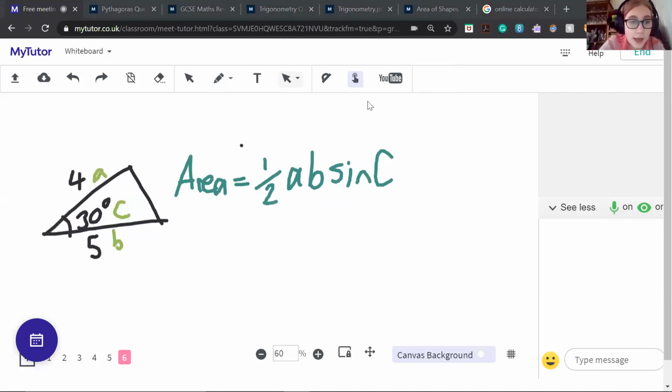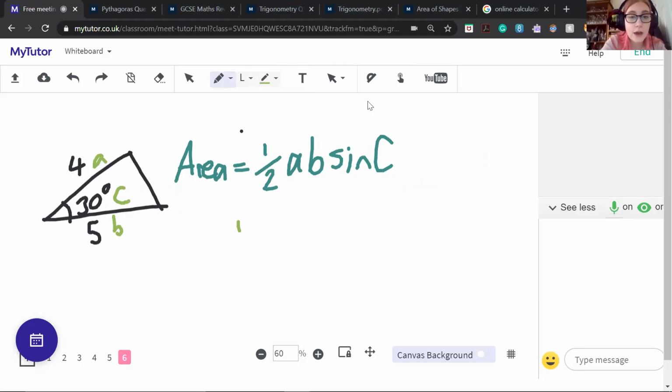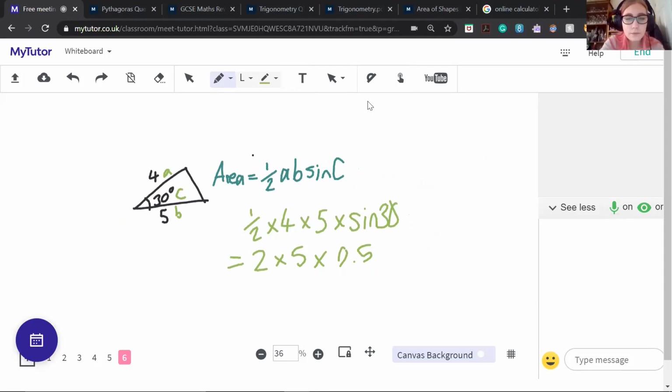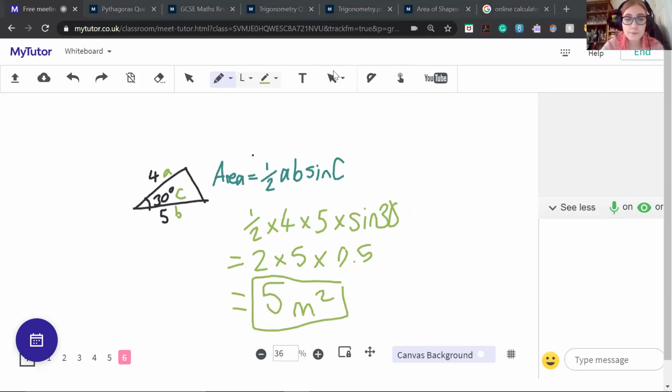So let's have a look with this example. The area here is half times A, which is 4, times B, which is 5, times sine C, which is 30. So it's literally just plugging numbers into a formula again. Half times 4 is 2, times 5, and sine 30 is 0.5. That's one of our key values. So 2 times 5 times 0.5 is 5. I didn't do a unit again, but we'll pretend it was meters. And there we found the area of this triangle without having the perpendicular height.